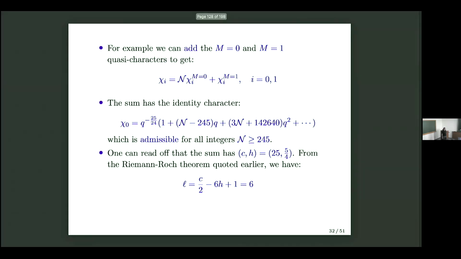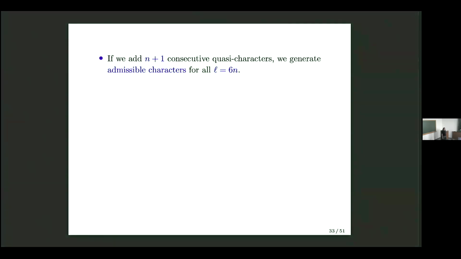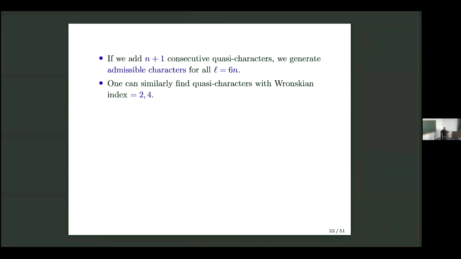It basically comes from the Riemann-Roch constraint. Okay, so if we add n plus 1 consecutive, we get L equals 6n. Now we also found quasi-characters with Wronskian index 2 and 4. For simplicity, I won't discuss them today. These were not discussed by Kaneko, Zagier, and other people. So these L equals 2 and 4 quasi-characters are entirely our doing.